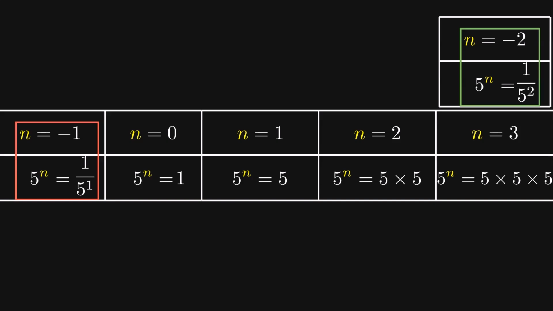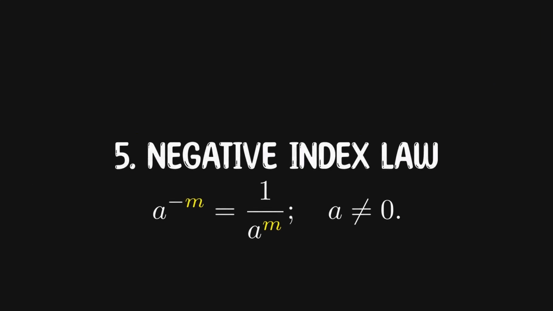This pattern leads us to the next law of indices called the negative index law. This law states that any number, provided it is not 0, raised to a negative exponent is equal to 1 divided by that number raised to a corresponding positive exponent. Now, the reason 0 is excluded is that if we substitute a is equal to 0, the expression a to the power of m becomes 0. This will result in division by 0, which is undefined.